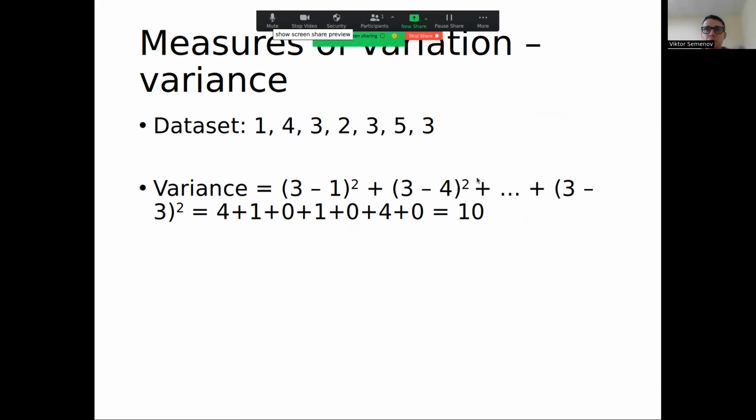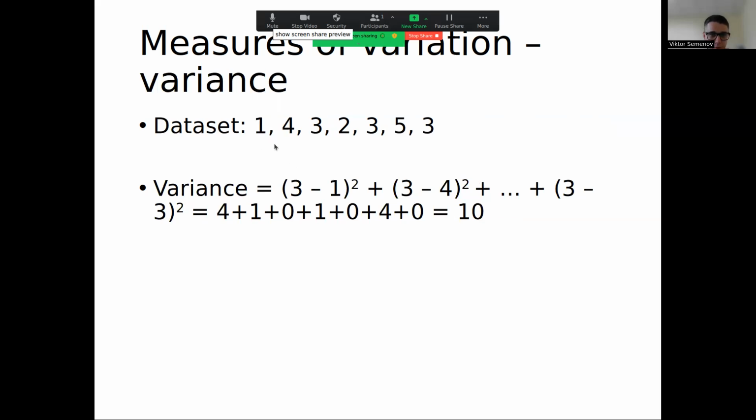Another measure of variation, and it is tricky, is variance. For simplicity, I will take the simplified version of our data set without an outlier, a data set of 7 observations with the mean value of 3. To calculate the variance, you need to calculate the average value, then subtract this average value from each observation in your data set, square it, and then add it up.